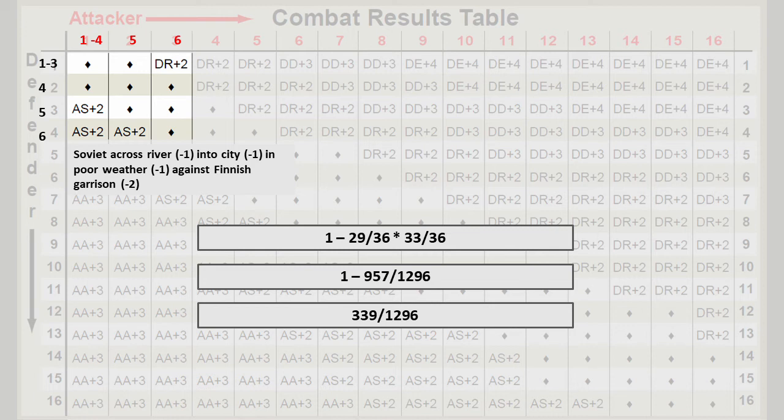360 in 1296 would be 10 in 36. This doesn't even make that mark. And that's actually a really good rule of thumb. 7 plus 3, 7 in 36, and 3 in 36. 7 plus 3 is 10 in 36.